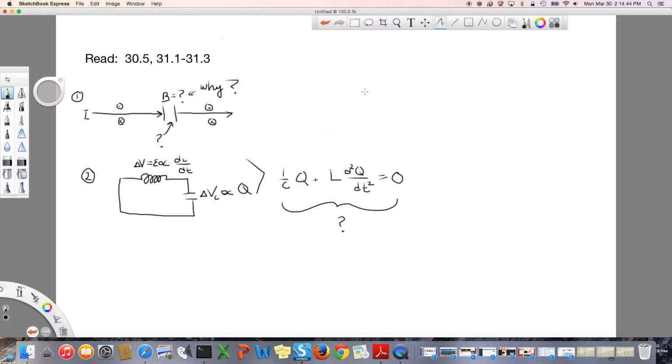Now, if we put those two things together, what does that tell us about what happens when we have changing electric fields and changing magnetic fields together? Is there something interesting that can happen when we have both of those going at the same time? We'll talk about that and more when we get together on Wednesday.